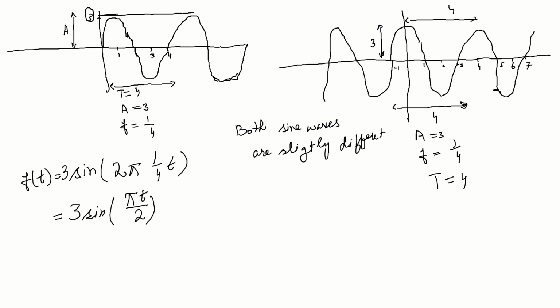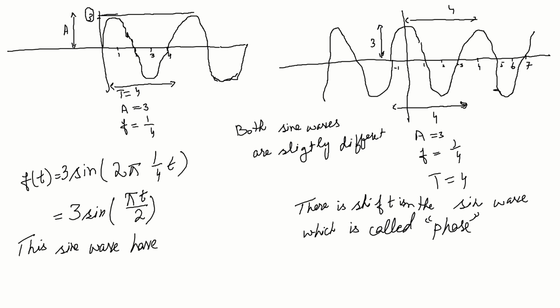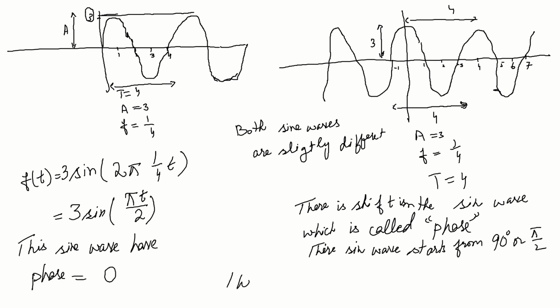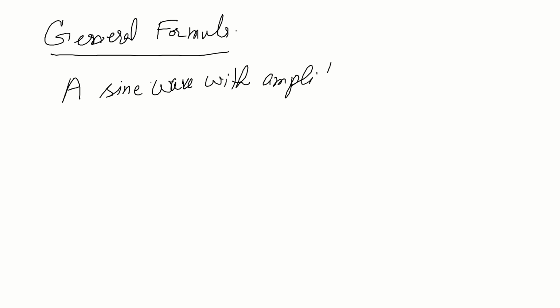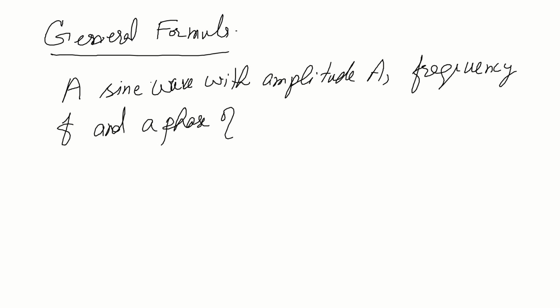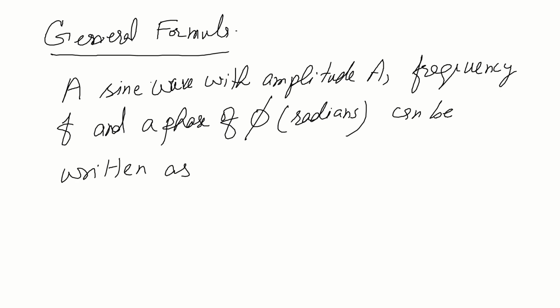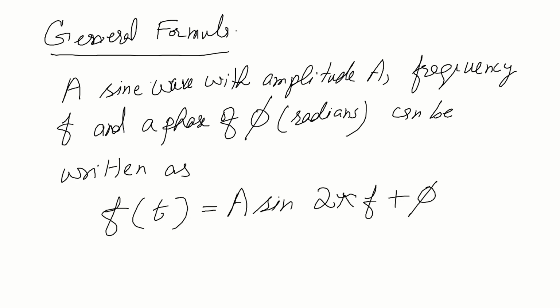Since there is a shift in the angle, the second sine wave actually starts from angle 90 degrees. Therefore, the second sine wave can be written as g of t equal 3 sine pi t by 2 plus the phase pi by 2. The phase of the first sine wave is 0, whereas that of the second sine wave is pi by 2 or 90 degrees. A sine wave having frequency f, amplitude a and phase phi can be written as f of t equal a sine 2 pi ft plus phi.